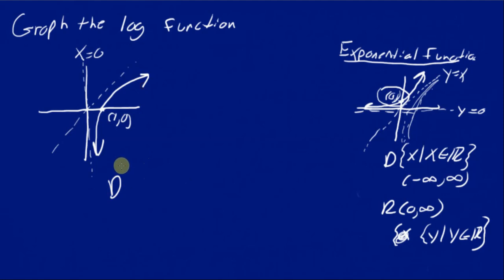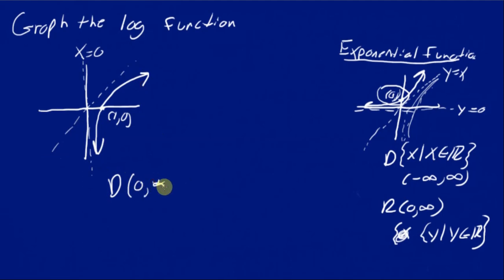And its domain is really going to be what the range was of the inverse. So that is always going to be from the asymptote up to infinity or from negative infinity up to the asymptote if this were a reflection over the y-axis. So the domain here is going to be from 0 to infinity, or again in set notation, the set of x's such that x is greater than 0.